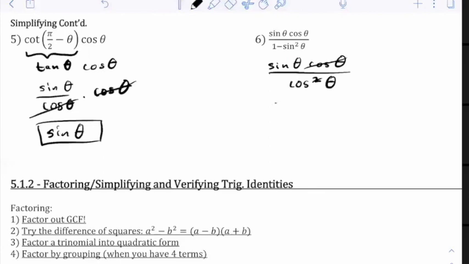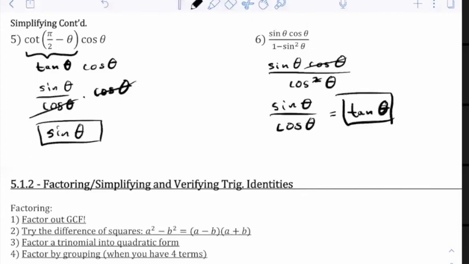So now I'm left with sine theta over cosine theta, and we can simplify that even further. We've got sine theta over cosine theta. That should be tangent theta. There it is. Okay. All right. So hopefully that gives you a good sense of how we can use our identities to start simplifying, rewriting, and even reducing trigonometric expressions.